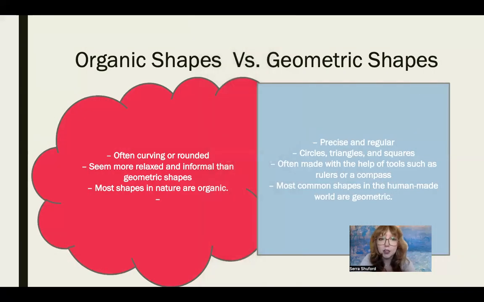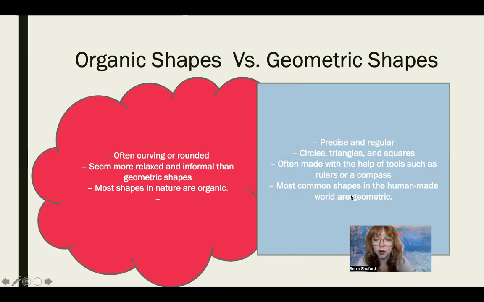Okay. Organic shape is often curved or round. It seems more relaxed and informal than geometric shape, and most shapes in nature are organic. So just think about it that way if it's confusing for you. Most oftentimes when you see an organic shape, it's something that occurs naturally in nature, whereas a geometric shape is precise and regular. Examples of geometric shape are circles, triangles, and squares. And it's often made with the help of tools such as rulers or compasses.